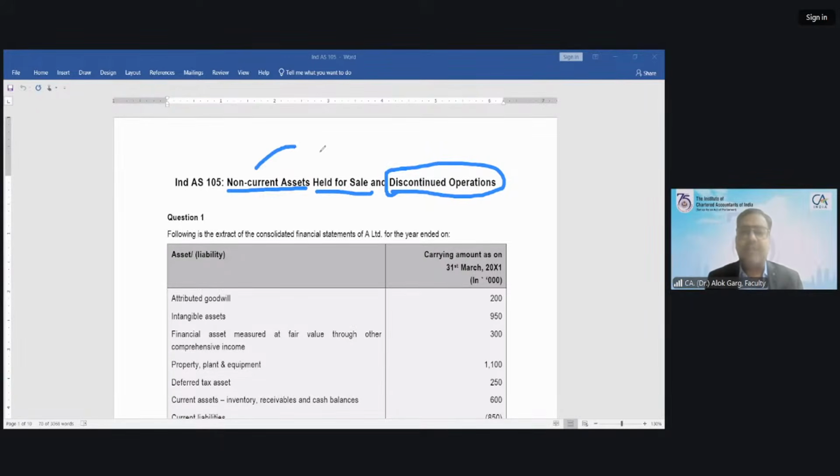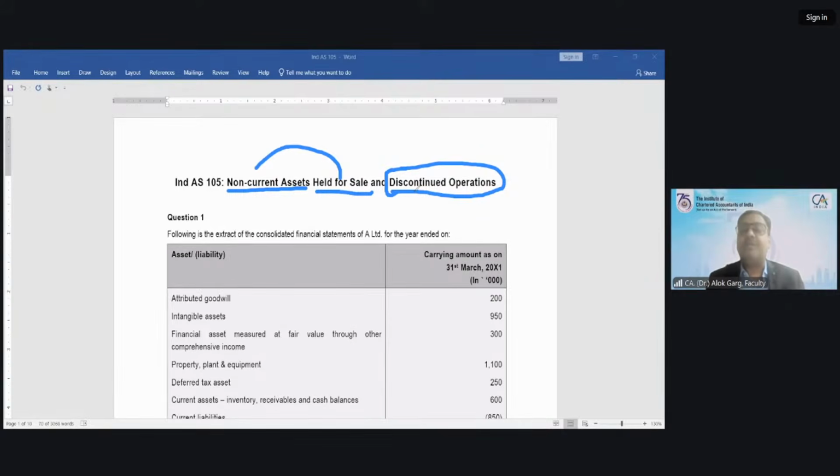So in non-current assets held for sale, two aspects are there: an individual asset held for sale as well as a group of assets held for sale. For an individual asset, it is a non-current asset held for sale. For a group of assets, it is a disposal group held for sale. The accounting treatment is the same for an individual asset held for sale as well as a group of assets held for sale. And what is discontinued operations?